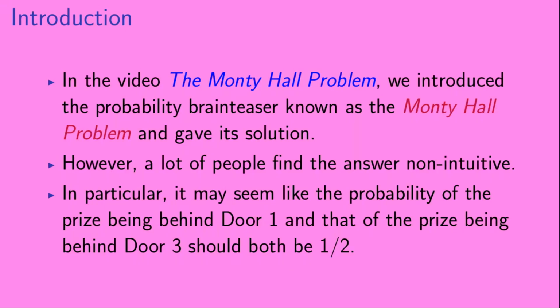In the video, The Monty Hall Problem, we introduced the probability brain teaser known as the Monty Hall Problem and gave its solution. However, a lot of people find the answer non-intuitive. In particular, it may seem like the probability of the prize being behind door 1 and that of the prize being behind door 3 should both be 1/2.